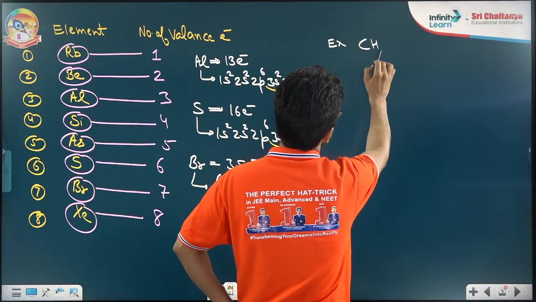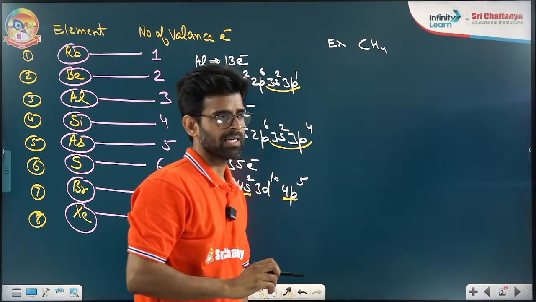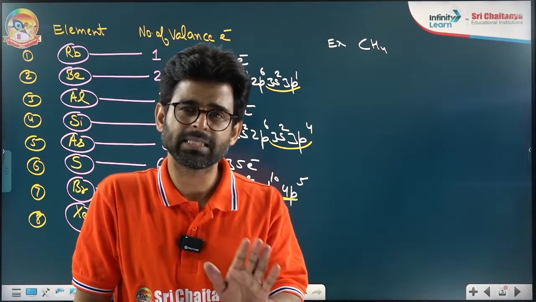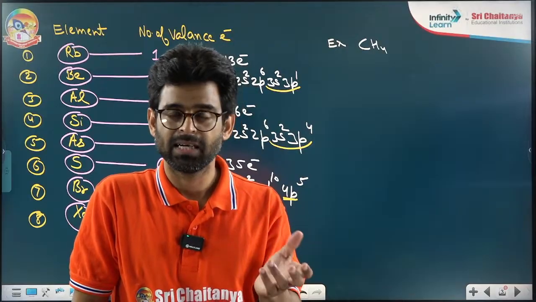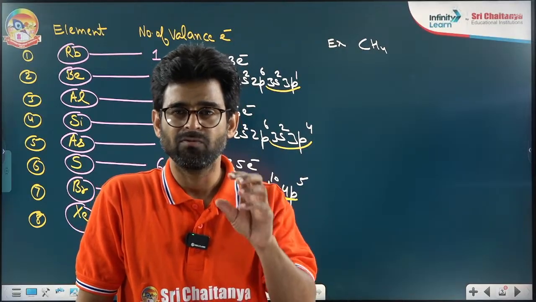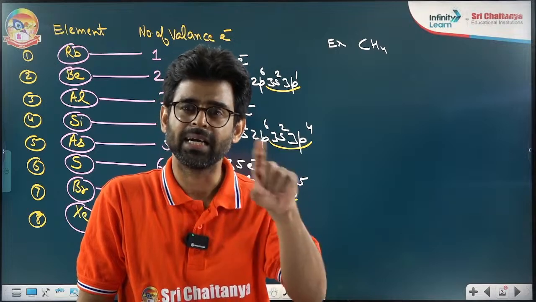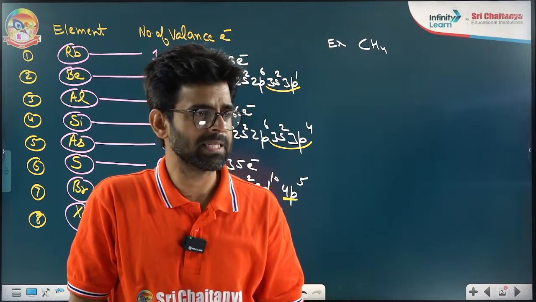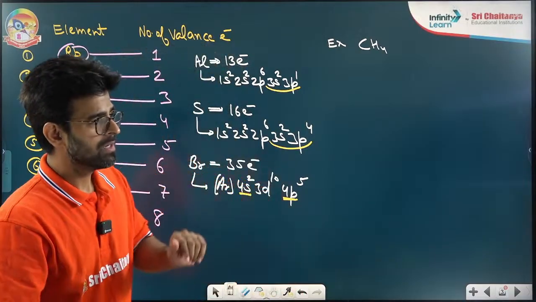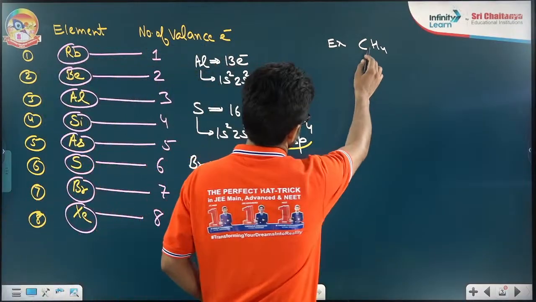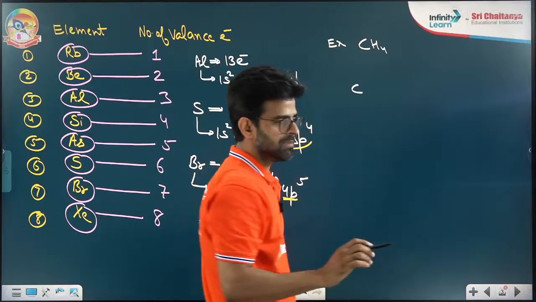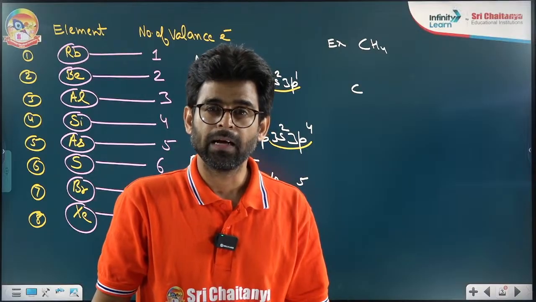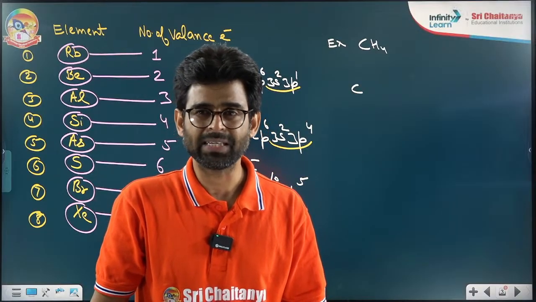Imagine we have a molecule CH4. First of all, I am not discussing what the structure is. I am just discussing which is the central element, and how many bonds it will make with surrounding atoms. This is the main thing. Now we know very well carbon is the center atom here. Very easy to find.